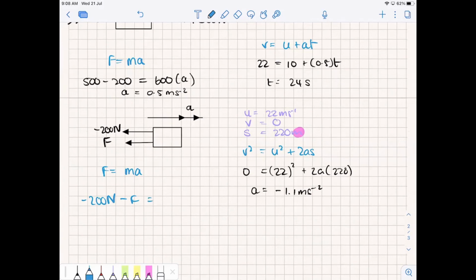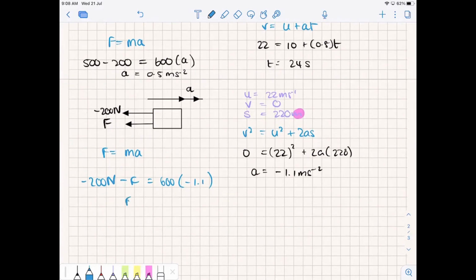The car was 600 kilograms and the acceleration was minus 1.1 meters per second squared. And by the powers of your calculator, you can crunch the numbers and you will get the force equal to 460 newtons. And that is it. That is as simple as they get for now.